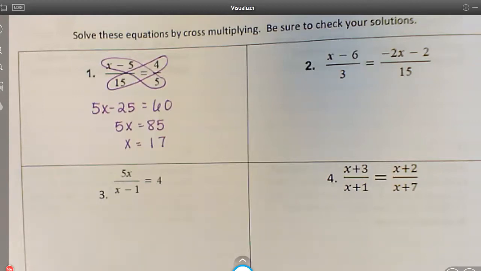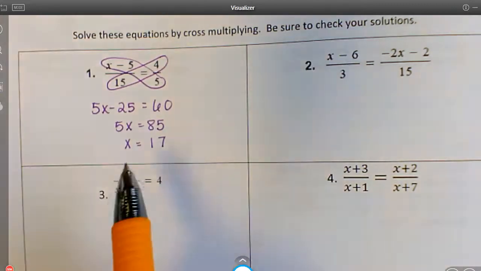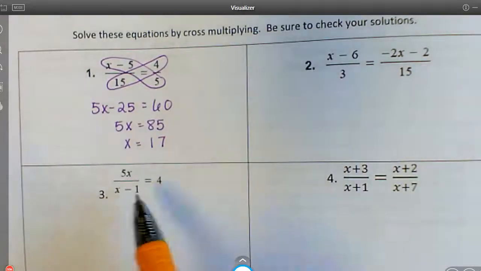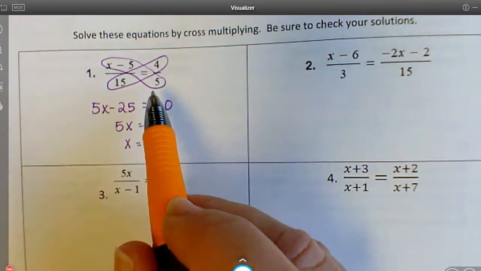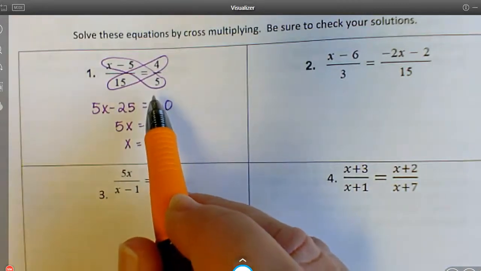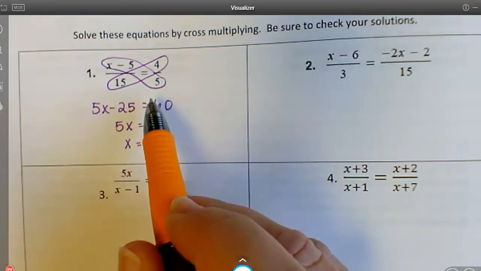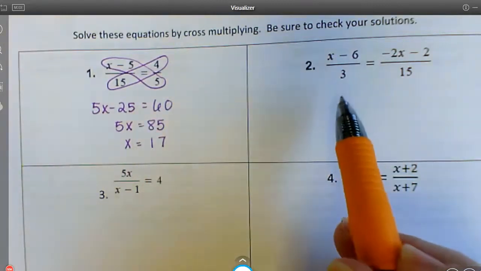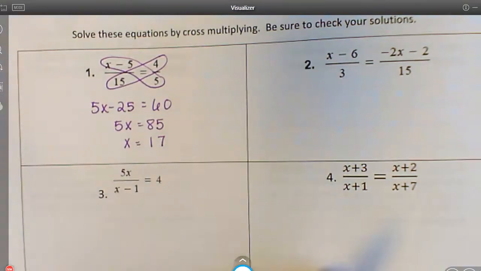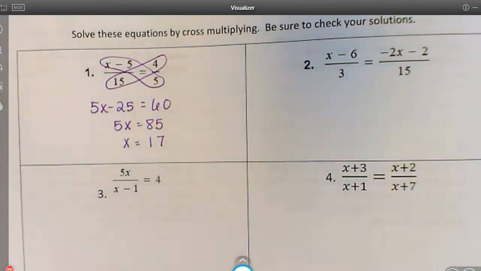Now, on some problems, whenever you're solving, you have to check your answers. That happens whenever you have x's on the bottom. We don't have any x's on the bottom here, so my answer is good. The only time I have to check it is whenever there is an x on the bottom. So we don't even have to check number 2. Number 3 and number 4 are the ones we're going to have to check. Try number 2, see if you can do it. Just be sure to distribute everything.